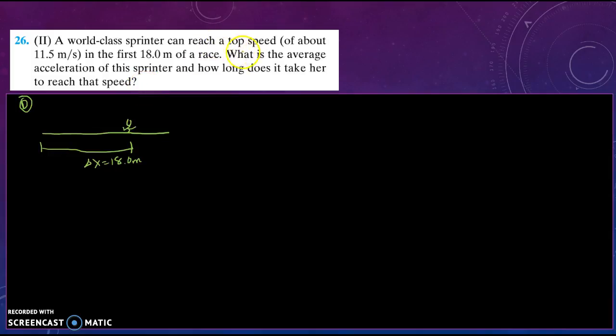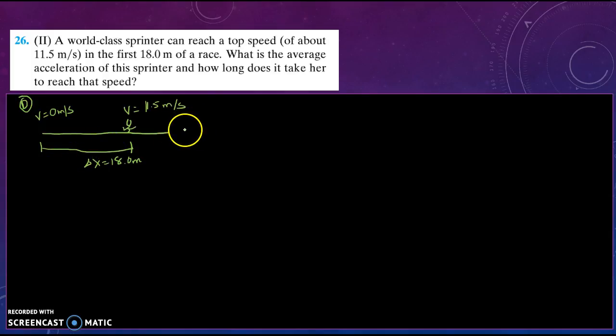Also, when it says top speed, that's essentially telling me that my final velocity is 11.5 meters per second. Also, you think about a race and how a race occurs. The sprinter started off at 0 meters per second. The problem never tells you that. You have to interpret that. So the diagram is the first thing that you need to do.